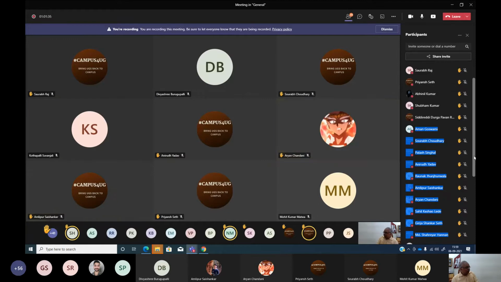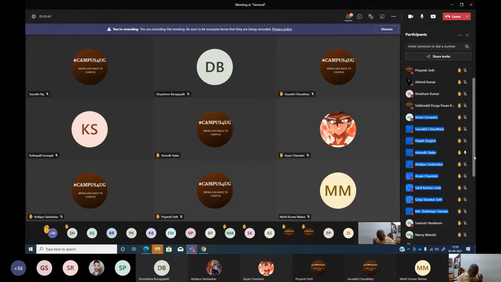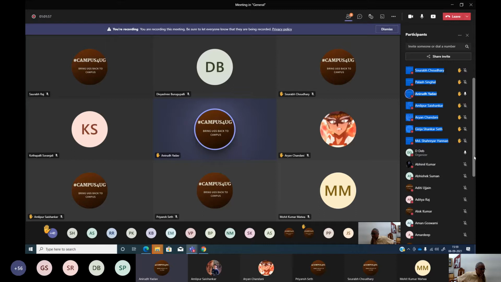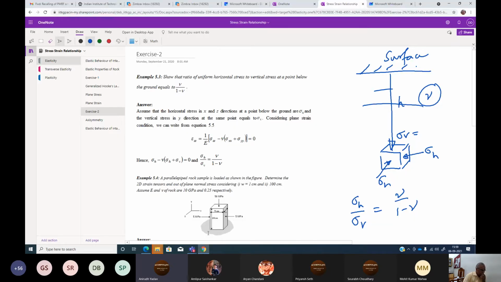Okay, Aniruddha Jadhav, tell me. Yes, sir. Why is it rho g h? So rho is the density of the Earth, so rho g h leads to pressure. And we take rho as the average density of the Earth. So it becomes rho g h.